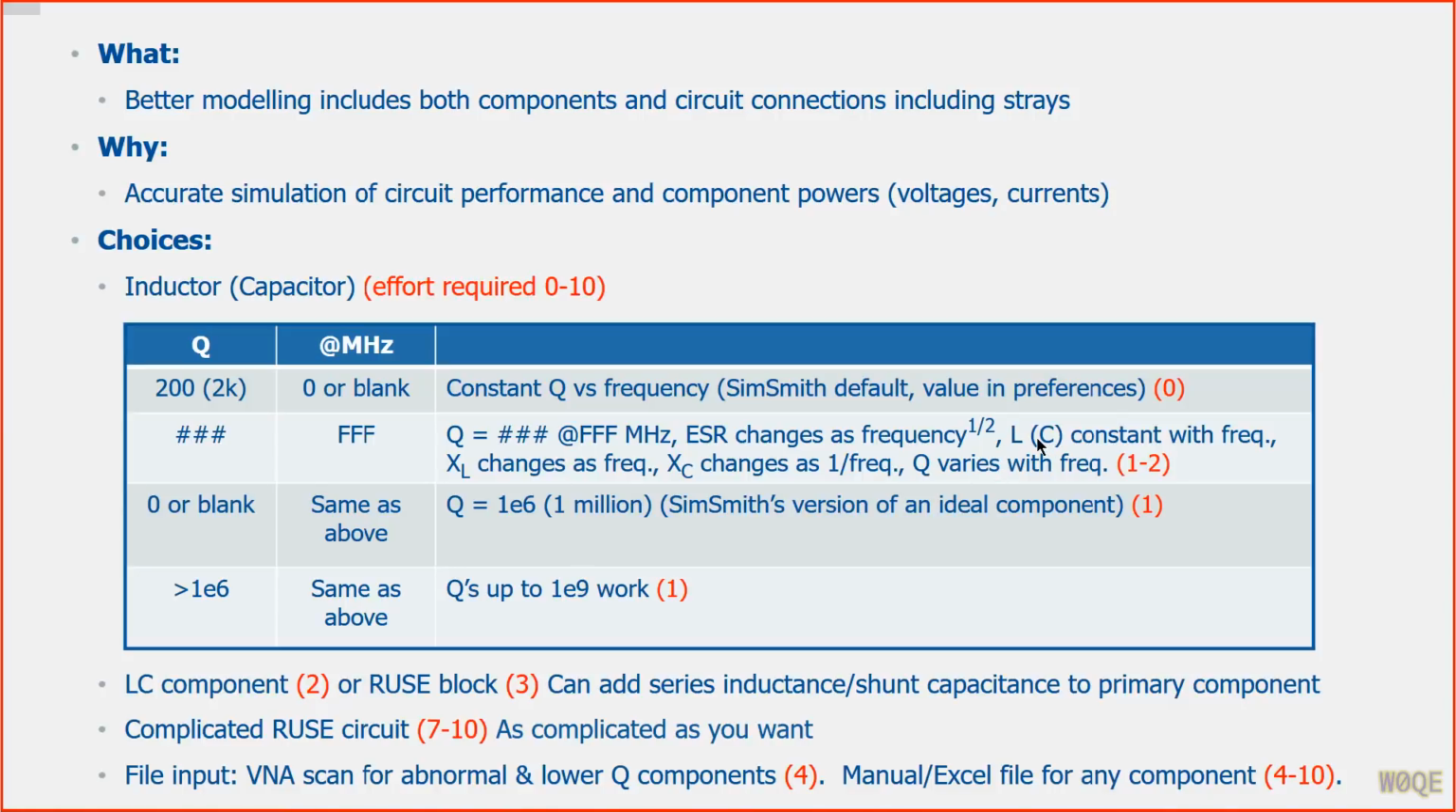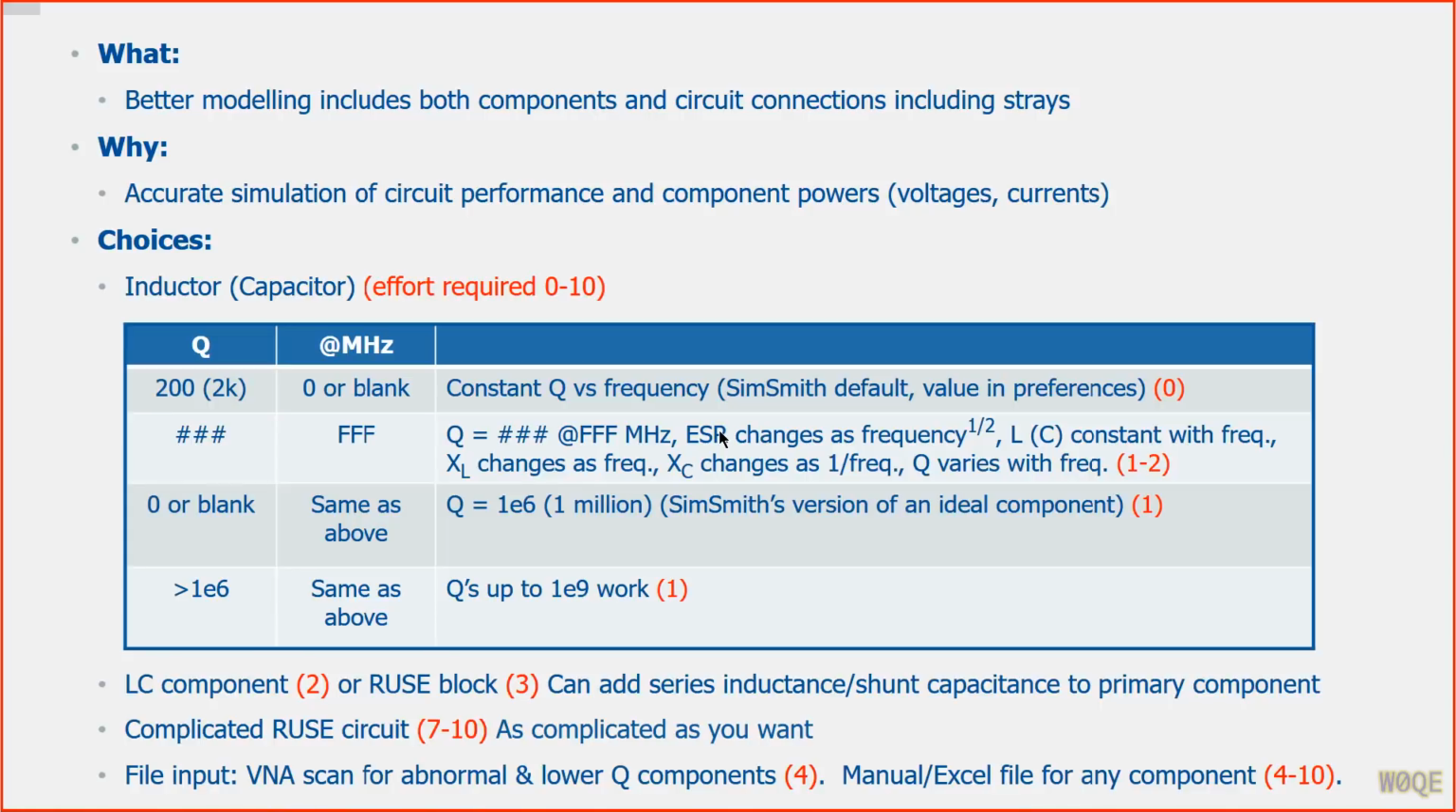The inductance or the capacitance remains constant with frequency, and the inductive reactance changes proportional to frequency, which you'd expect it to, and if it's a capacitor, the capacitive reactance changes proportional to 1 over frequency, which is what you would expect it to do. The result here is the Q varies with frequency. For an inductor, it varies slightly. The Q increases slightly because X sub L is increasing faster than the ESR. And for a capacitor, it decreases quite significantly because both a decrease in capacitive reactance and an increase in ESR both go to reduce Q.